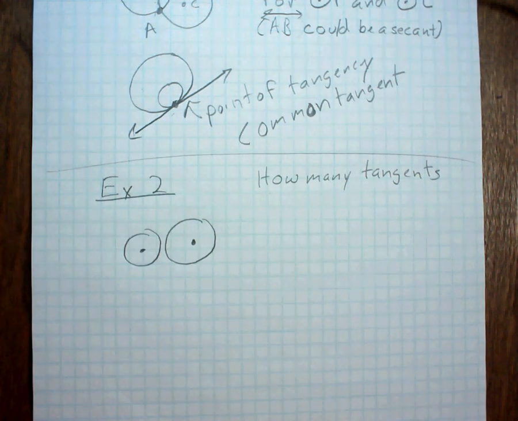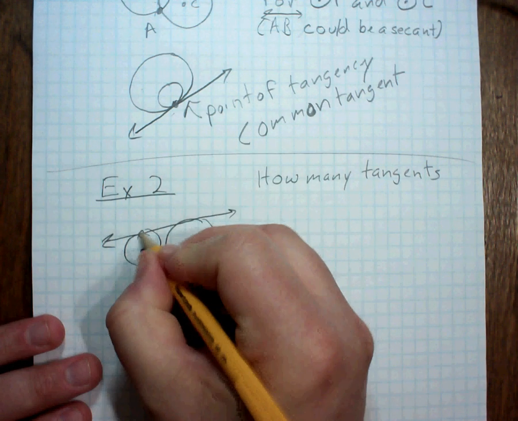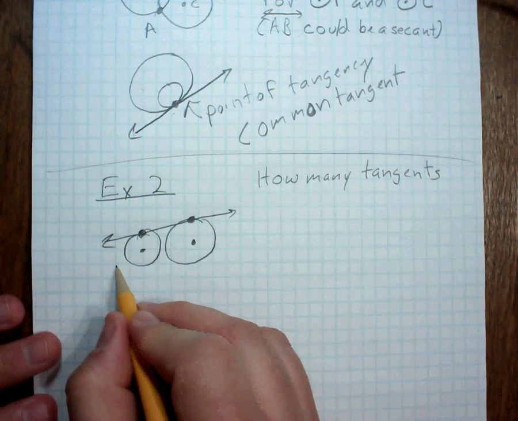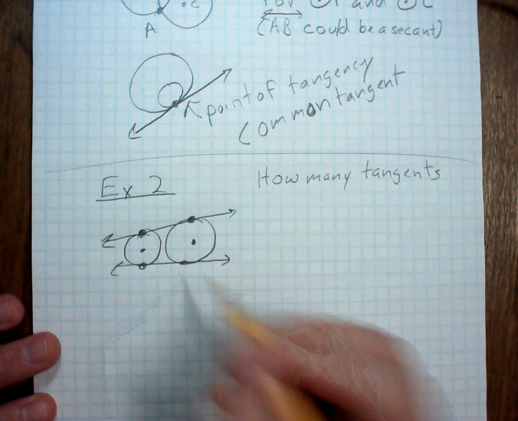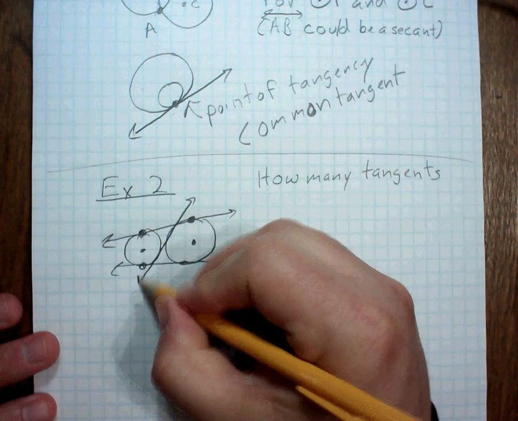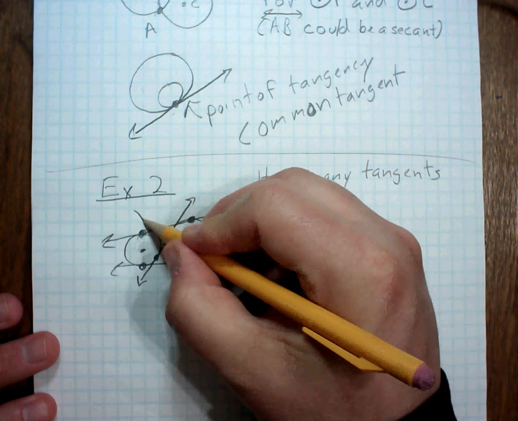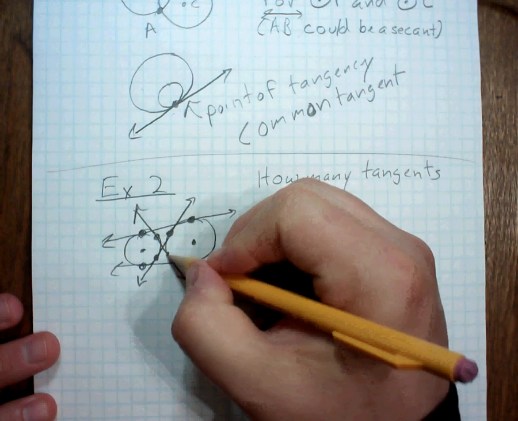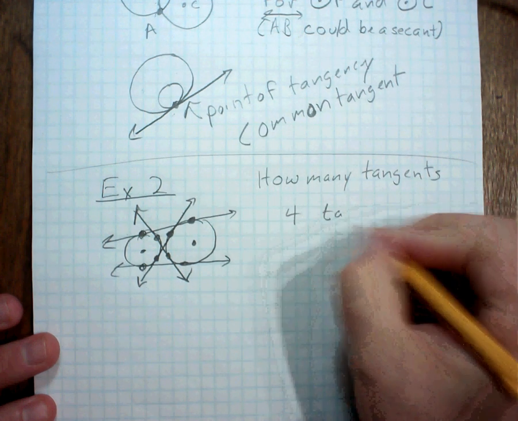In other words, how would I have a common tangent? Well, I could do this. I could draw a tangent line like this. Now remember, by definition, a tangent intersects a circle 1 time. I could also draw a line like this. So that would work. I could probably draw a line like this, and then it would only intersect 1 time here and 1 time here, and then I could probably draw a line like this. So we've got 1, 2, 3, 4 tangent lines.